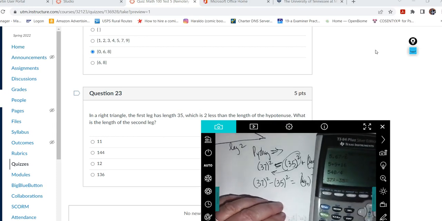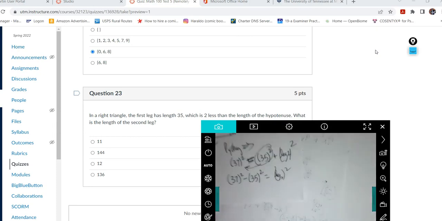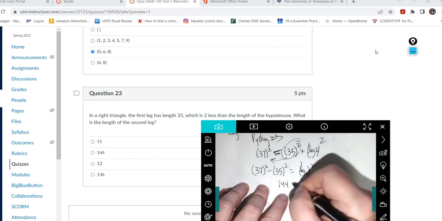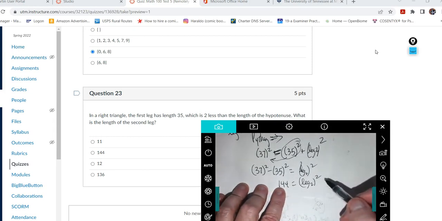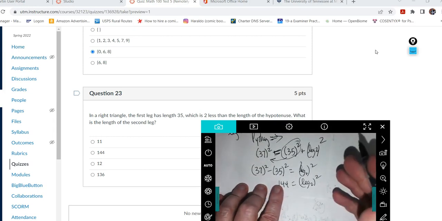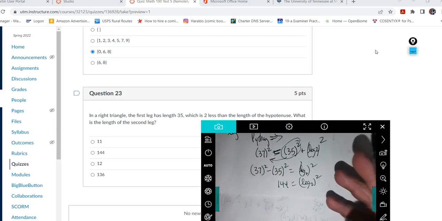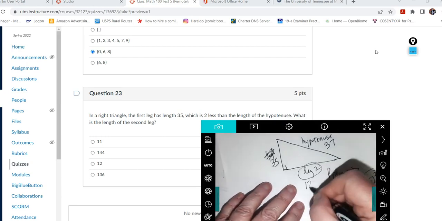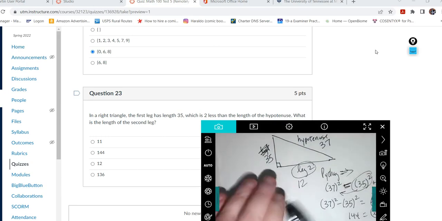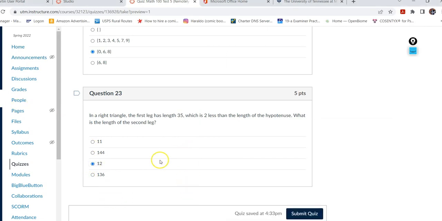Okay, so if I do 37 squared minus 35 squared, then I get 144. That's my second leg squared. So I need to take square roots of both sides, and the square root of 144 is going to be 12. So I get that the second leg is either plus or minus 12. You can't have negative length, and so this has to be positive 12. So my remaining leg is going to be 12. Okay, and that finishes the test.